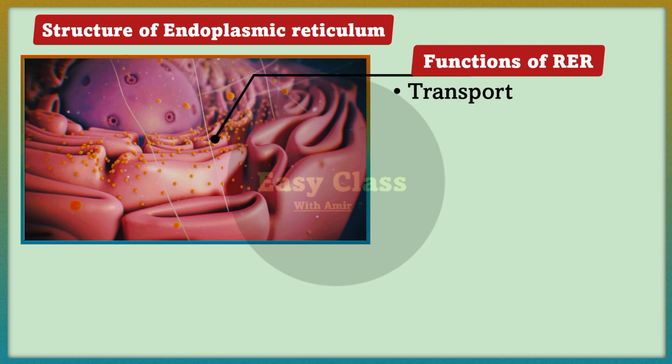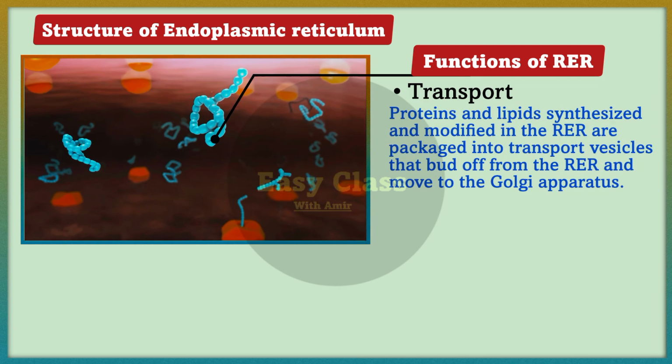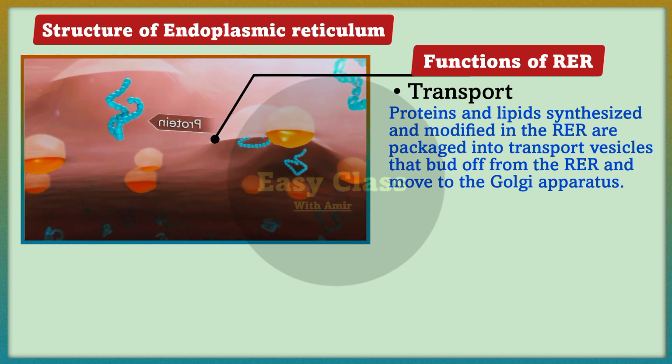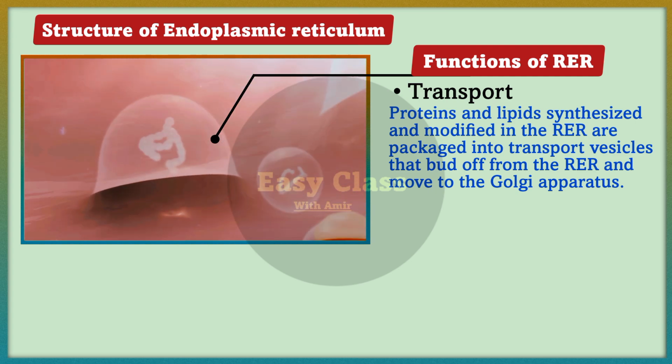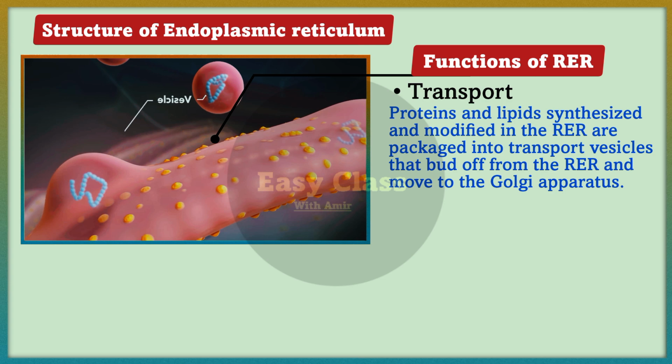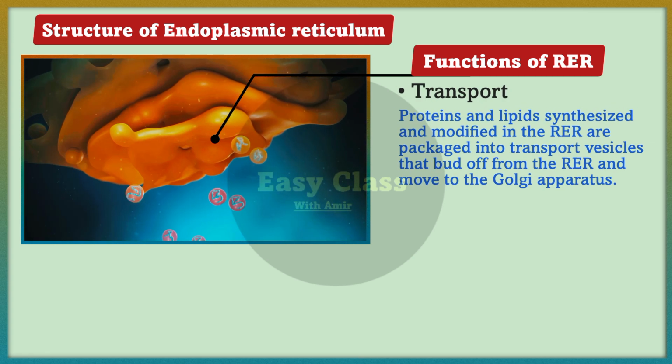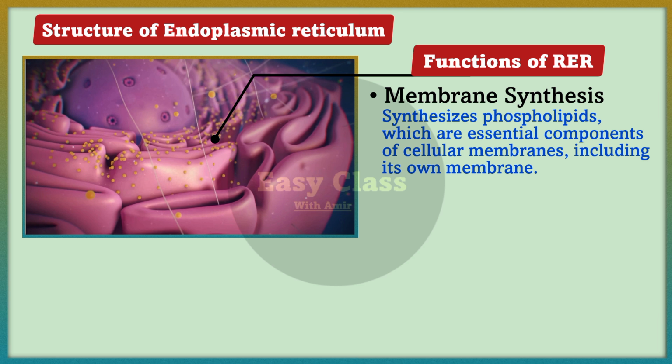Transport: proteins and lipids synthesized and modified in the RER are packaged into transport vesicles that bud off from the RER and move to the Golgi apparatus. Membrane synthesis: the RER also synthesizes phospholipids, which are essential components of cellular membranes, including its own.